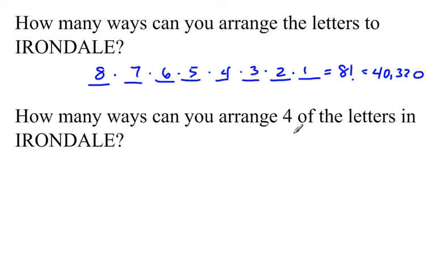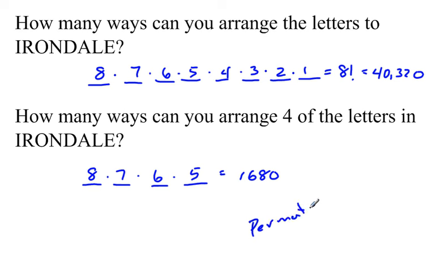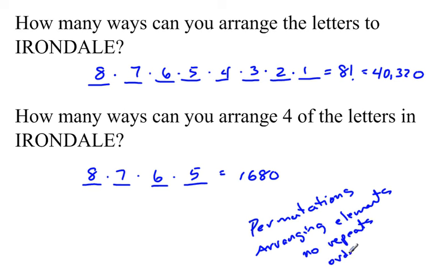Now let's say we're only interested in 4 letters. So a 4-letter code, well, we start it with 8 options, and then 7, then 6, and then 5. And so we get a total of, oops, entering my numbers in wrong, here we go, 1,680. These problems, by the way, are known as permutations. So permutations are where we are arranging elements, no repeats, and order matters.